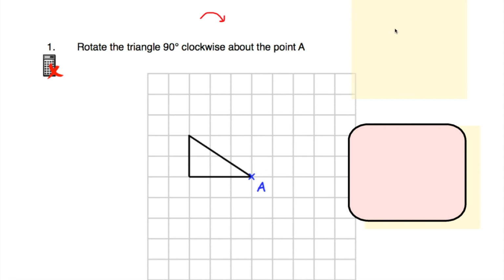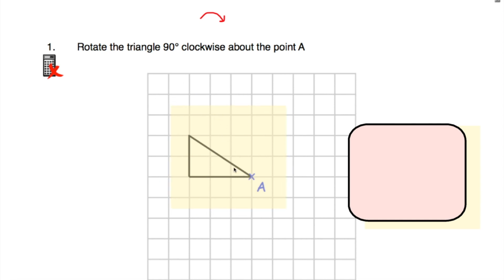Now I'm going to use tracing paper to help me with these questions. So I would get my tracing paper, and then I would draw over the triangle, and I would also put a cross on top of the center of rotation A. I would draw over the triangle in pencil, and put a cross on top of the center of rotation. I would also make sure that whenever I put my tracing paper over the shape that it's squared, so it's not diagonal like this.